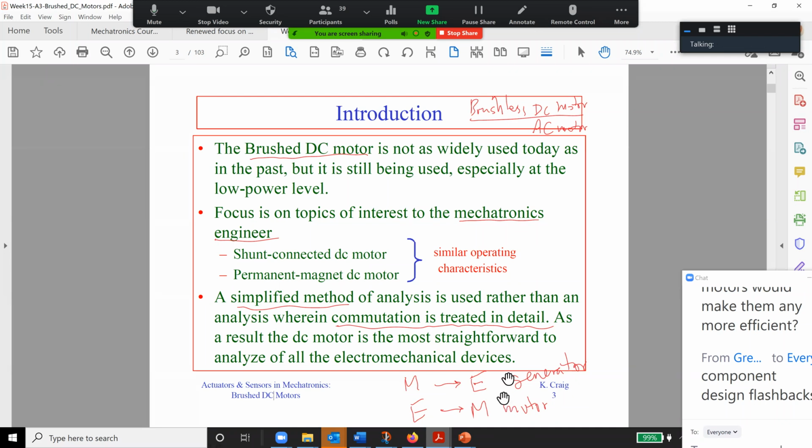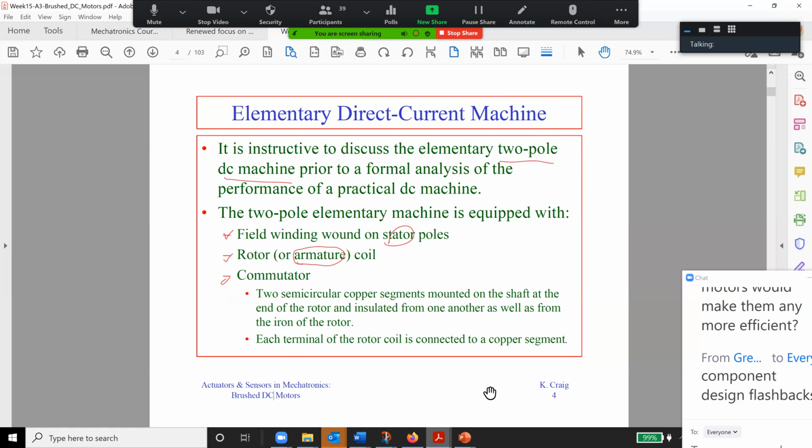As last time we talked about the tachometer to measure the speed. So if your motor is turning, a portion of the mechanical energy will turn into electrical energy, generated. So that's called a tachometer. It is a generator, basically. Okay. So let's take a look at the elementary DC machine. It's called a two-pole DC machine. Okay, so let's take a look at the two-pole elementary machine.